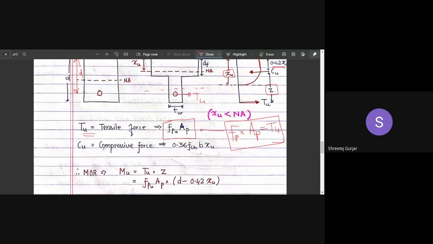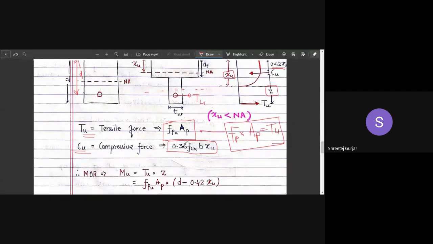Next, compressive force Cu. Cu is 0.36 FCK B into XU. So you have to remember this. Remember these two things, very important. This is the value of Cu.